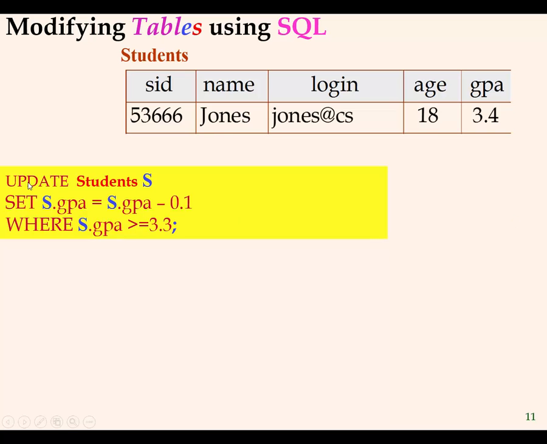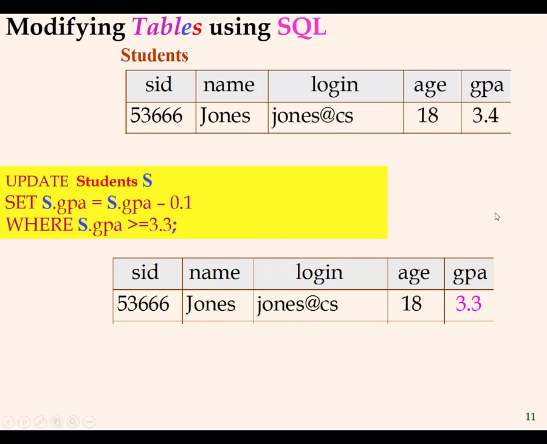Update. So I want to update students. I want to set the GPA to GPA minus 0.1, where the GPA is greater or equal to 3.3. So I have one tuple here, and this is greater than 3.3. I'm going to subtract 0.1. And after I execute this SQL command, this is what my table looks like.